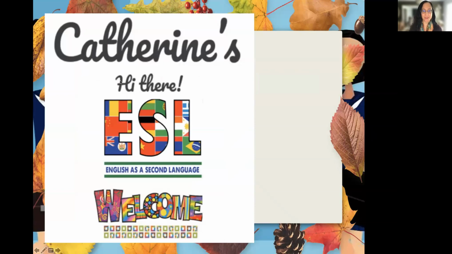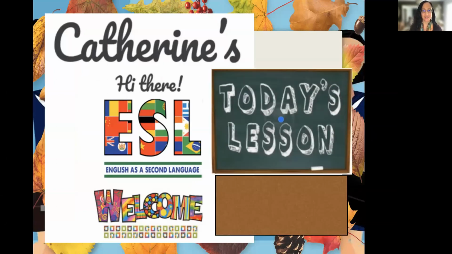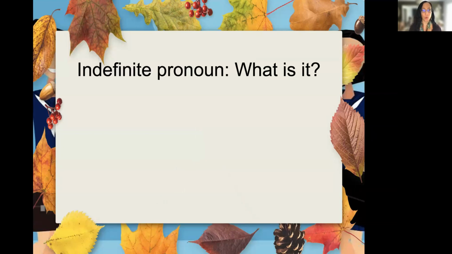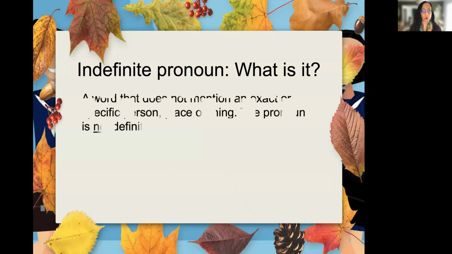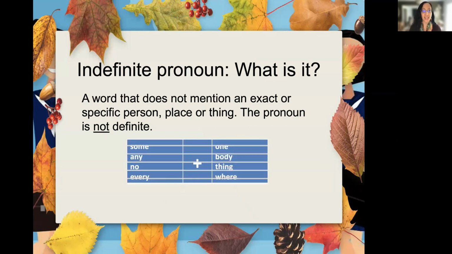So welcome again, everybody. Today's lesson: indefinite pronouns. So what is an indefinite pronoun? What do you think? It's a word that does not mention an exact or specific person, place, or thing. The pronoun is not definite. See our famous 4 words and then making them into an indefinite pronoun.